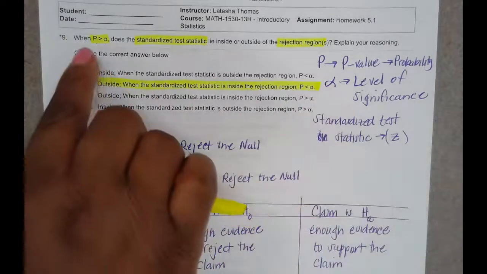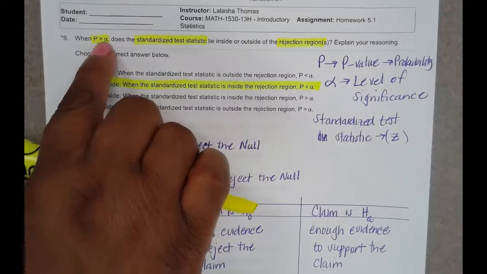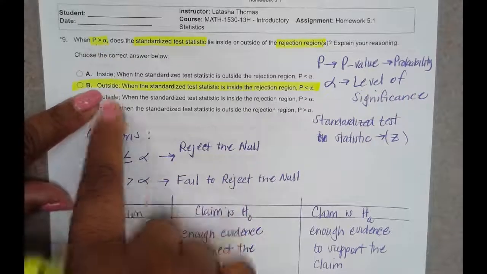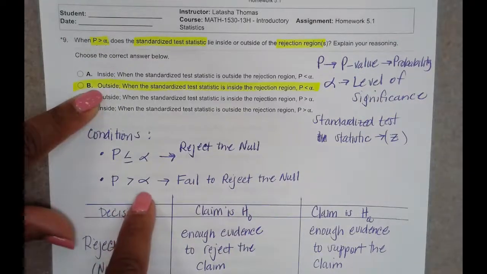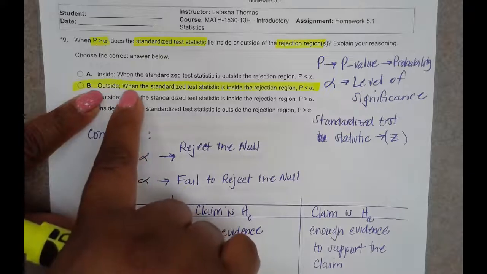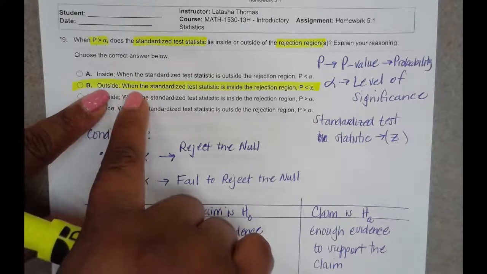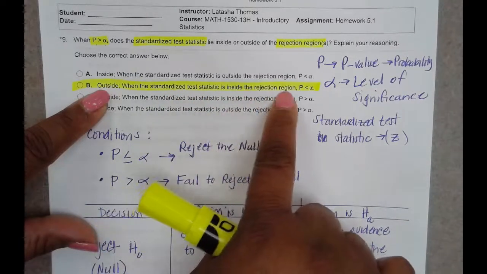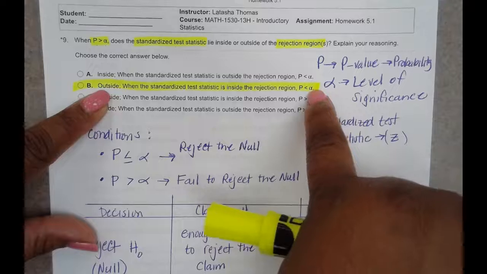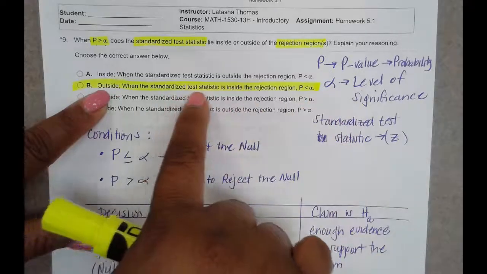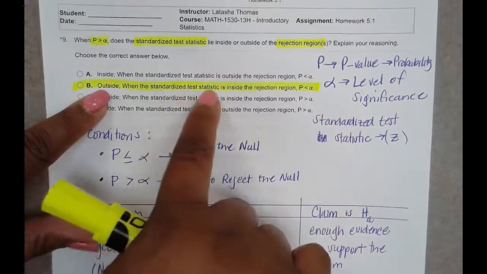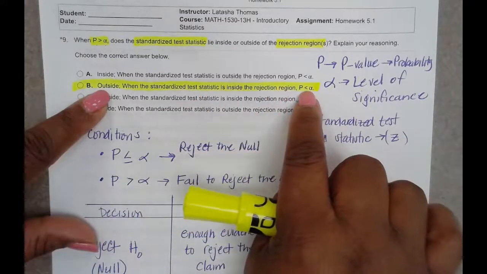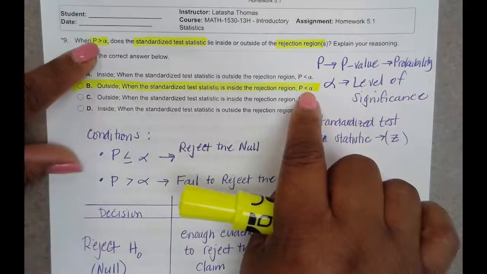Our problem says when P is greater than alpha. So when P is greater than alpha, we fail to reject. Let's look at why this is correct. When the standardized test statistic, or Z, is inside the rejection region, P is less than alpha. So when Z is in the shaded area, the rejection region, when it is P is greater than, ours is the opposite of that.